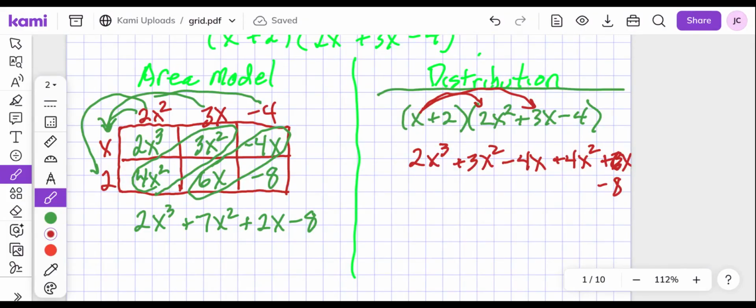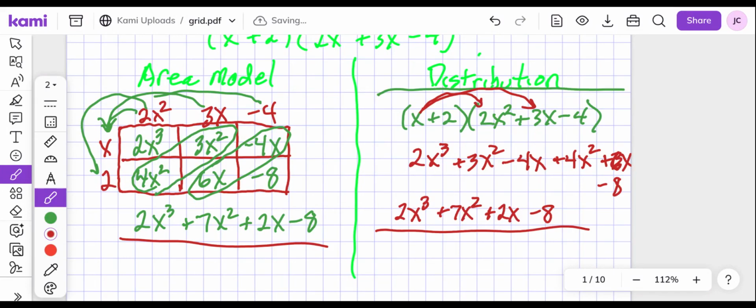And then I can combine my like terms. We're going to go through and find those. There is no other 2x cubed, no other x cubes. There's just the 1. 3x squared plus 4x squared is 7x squared. Negative 4 plus 6 is 2x, and then minus 8. And as you can see, they are both the same. So this is how you go about multiplying polynomials, and you can use either method. It really doesn't matter, just pick a method and stick with it.